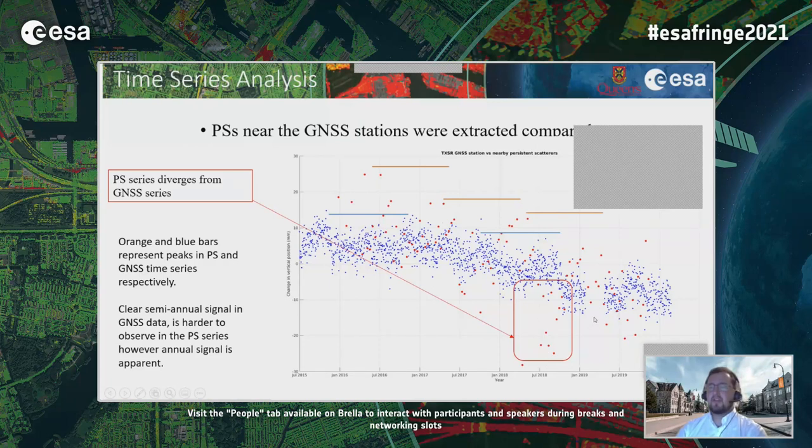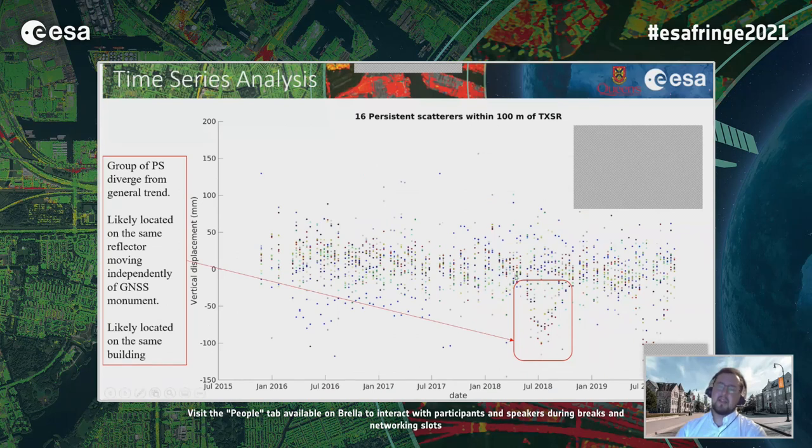So if we look into the individual scatterers, we can break it down and we can see there's actually a group of scatterers that rapidly subside together and uplift together. So this is likely the result of a reflector such as a building, likely one of the buildings with the metal roofs, simply behaving differently and non-representative of the local geology, likely due to different settlement, different local geology, or foundation design, which resulted in it behaving separately from the rest of the PS.